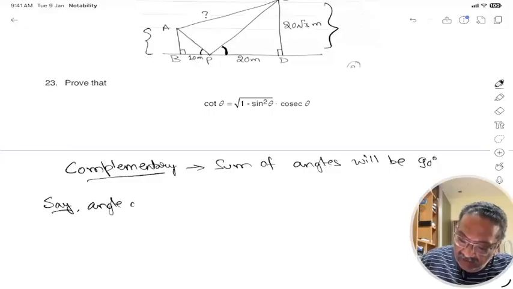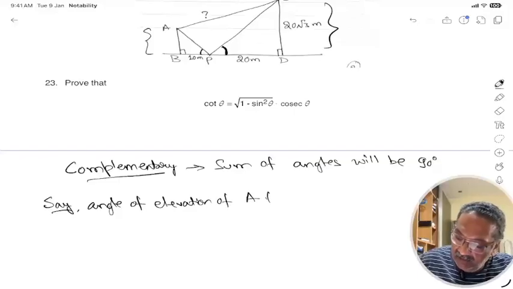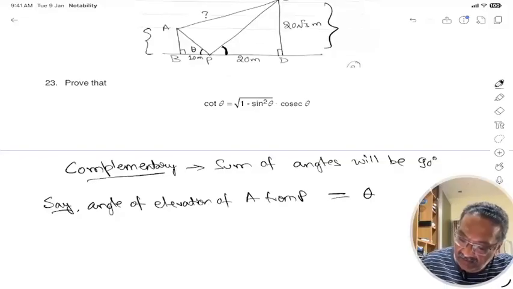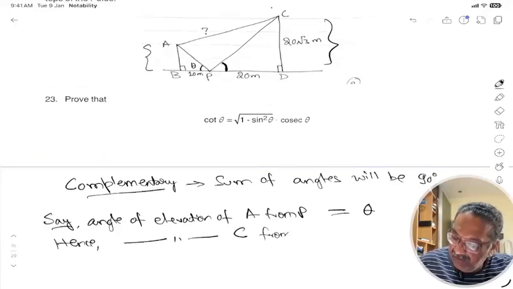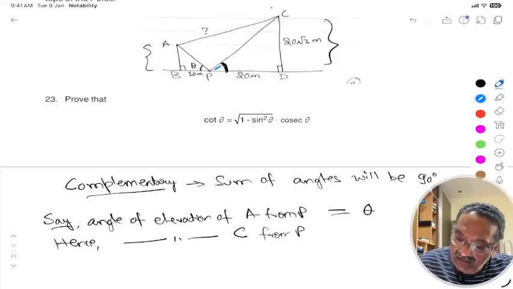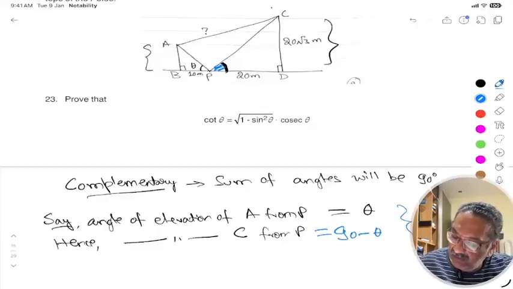I will say the angle of elevation of A from P is theta. So, I will call this theta. Hence, the angle of elevation of C from P, this angle will be nothing but 90 minus theta, because these two angles are complementary.